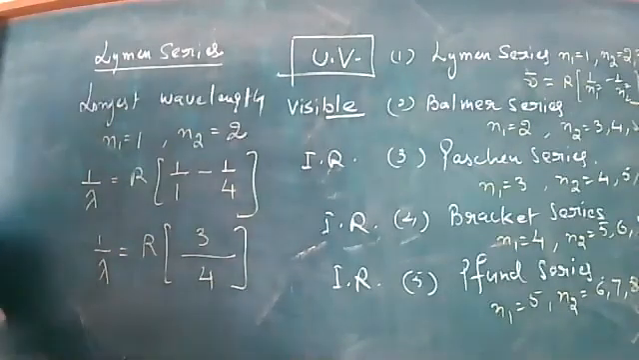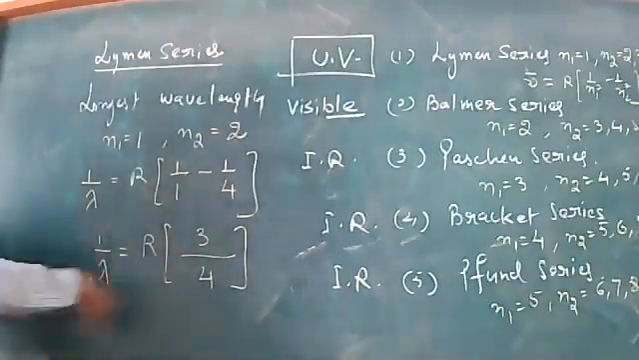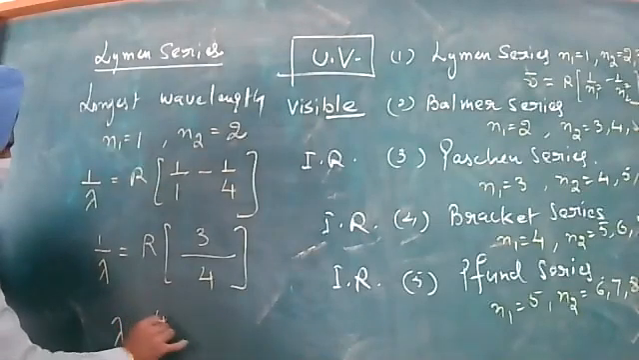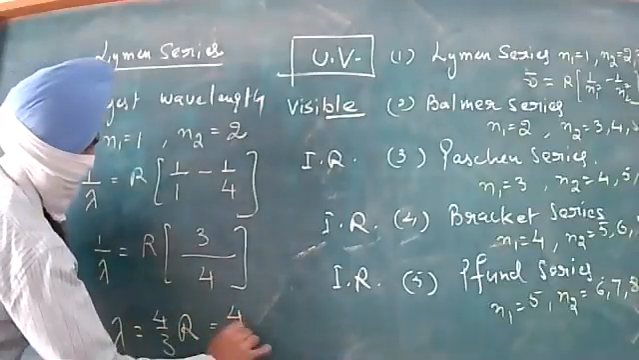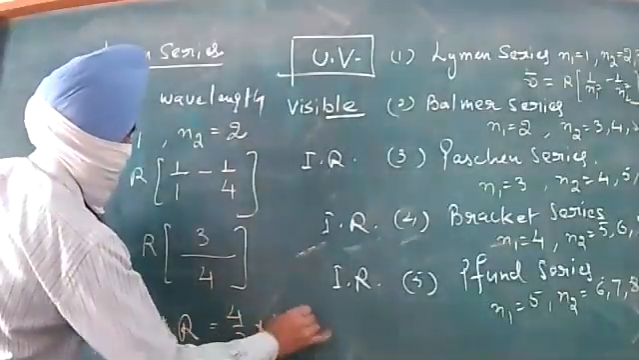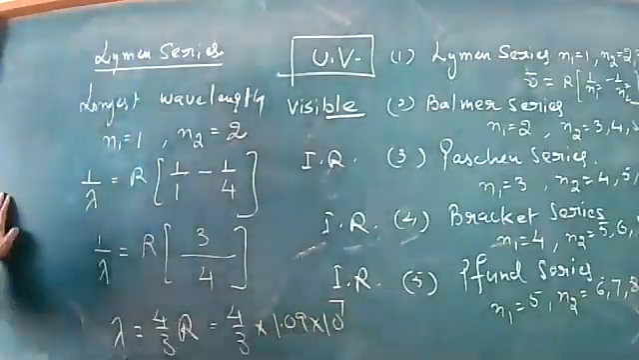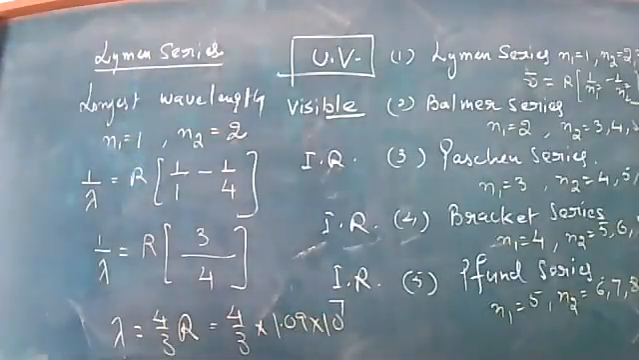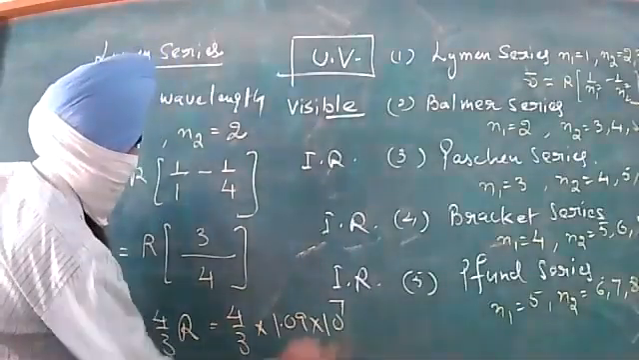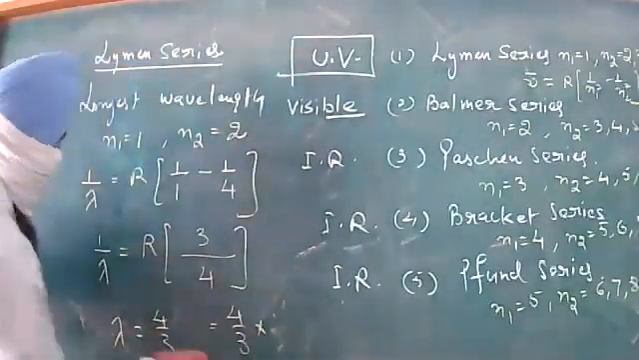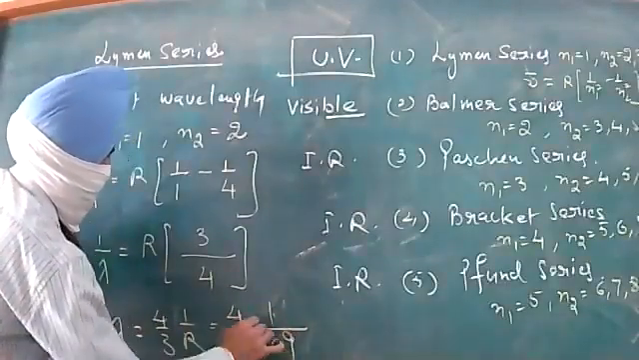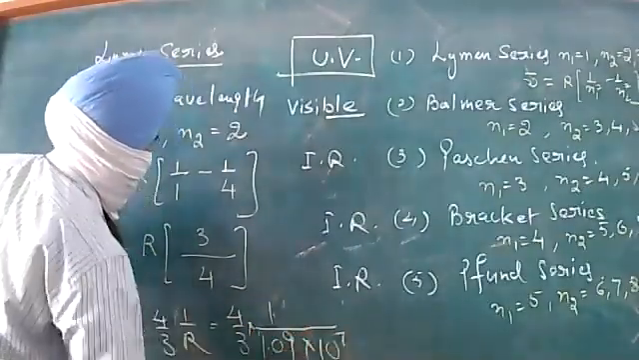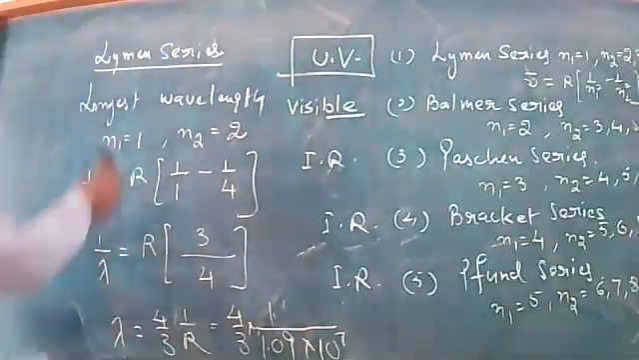Right? We need lambda, so bring lambda to this side and this all to the other side. Lambda will be 4 by 3R. R is well known to us. This is 4 by 3, and this is 1.09 into 10⁻⁷, wasn't it? Yes, it will all be in the denominator, very right you are. So it will be 1.09 into 10⁻⁷. Let me substitute and solve it now.